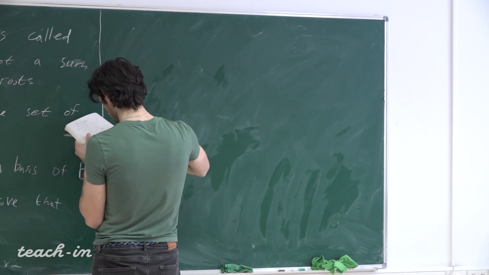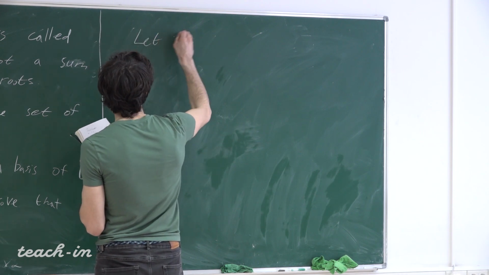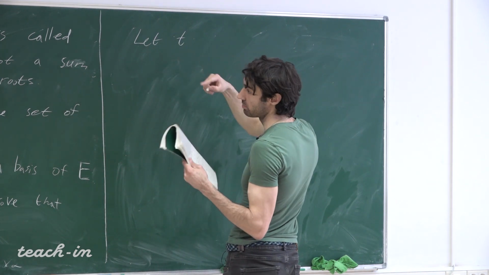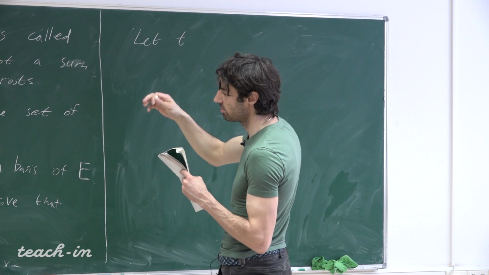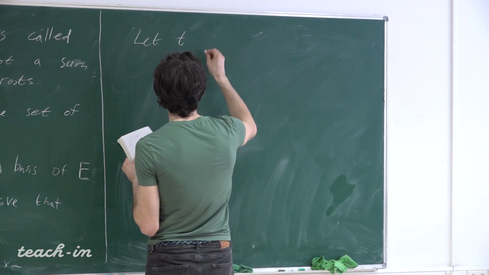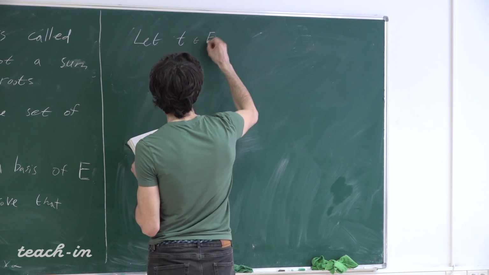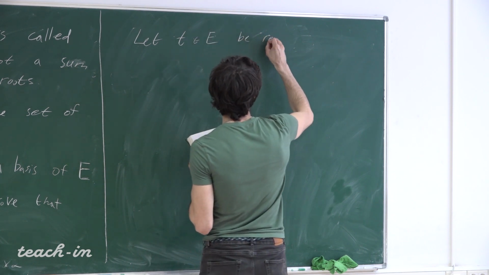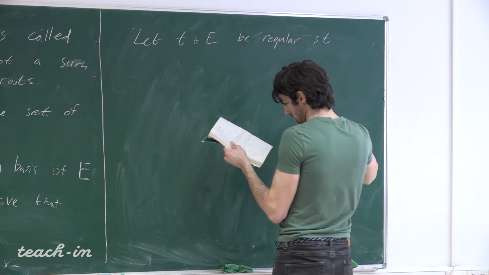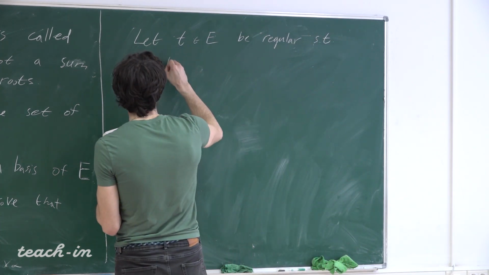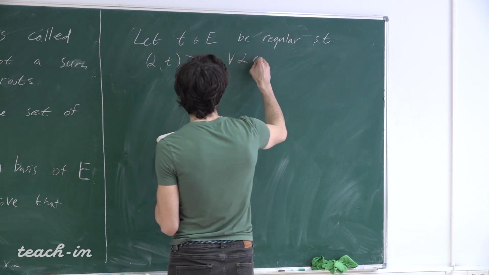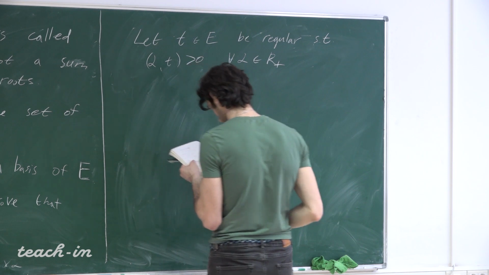First we will need the following observation. Let T be the regular element, or one of the regular elements, that defines polarization for us. So let T from E be regular such that alpha of T is greater than 0 for all alpha from R plus.